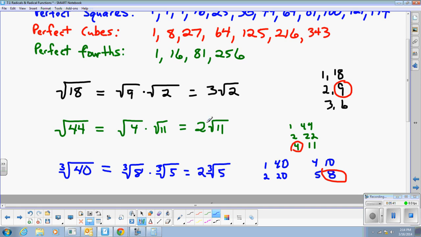Notice I don't put a dot in between. I don't put an X sign in between. Algebraically, we would write just the number next to this radical number. I'll just write the 2 right next to it, almost like it's a variable. I won't even use a dot. I don't use an X.